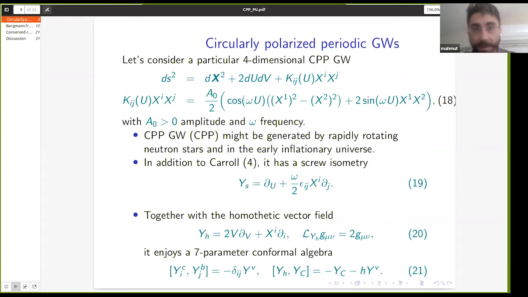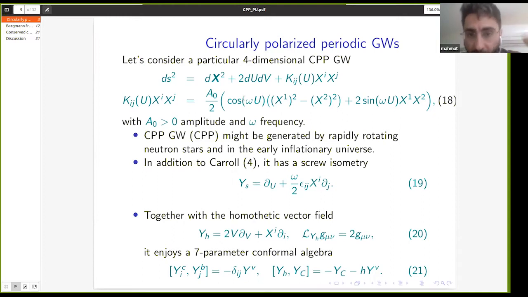And this particular circularly polarized periodic gravitational wave, in the literature, you can see that it can be generated by rapidly rotating neutron stars, or it can be generated in the early inflationary universe. Okay, if you believe, I don't know. For us, it is just a space-time, just a metric, a manifold. And we know that this plane wave, as being a plane wave, has a 5-dimensional symmetry. This is the Carroll symmetry that we just have seen 1 minute ago.